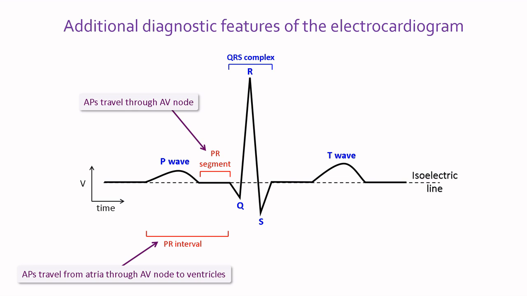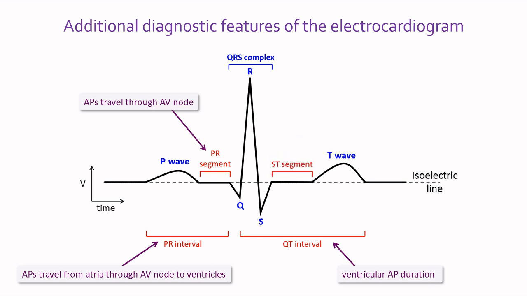The period from the start of the QRS complex to the end of the T wave is known as the QT interval. It represents the total time taken for ventricles to depolarize and repolarize, in other words, the action potential duration. The ST segment is a flat isoelectric part of the trace between the end of the S wave and the beginning of the T wave. It represents the time between completion of ventricular depolarization and the start of repolarization. In other words, it's the duration of the ventricular action potential plateau.